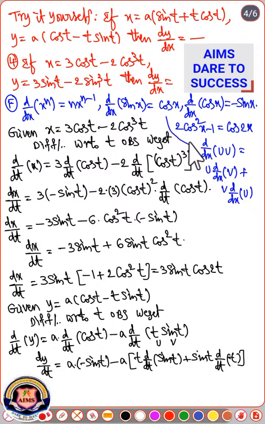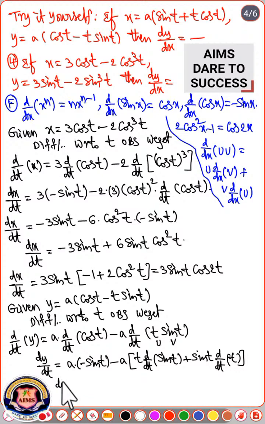Okay, formulas I write in blue color, questions I write in red color, and solutions I write in black color. Okay my dears, you can remember easily.